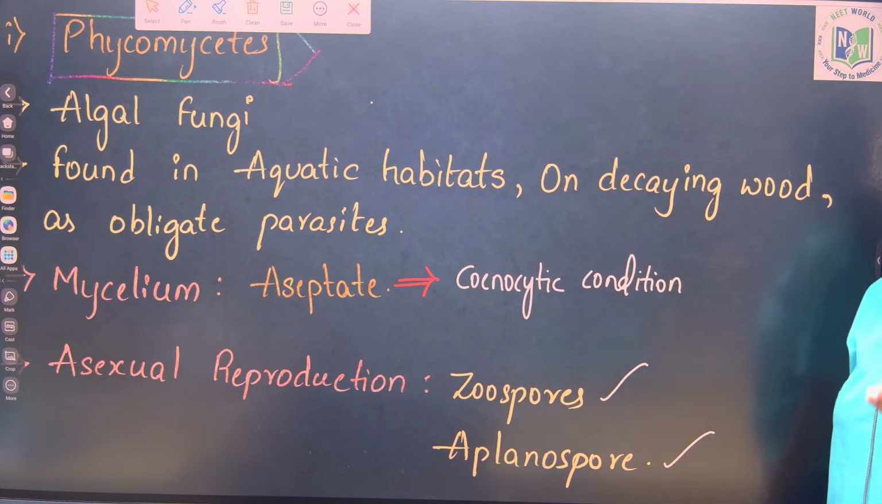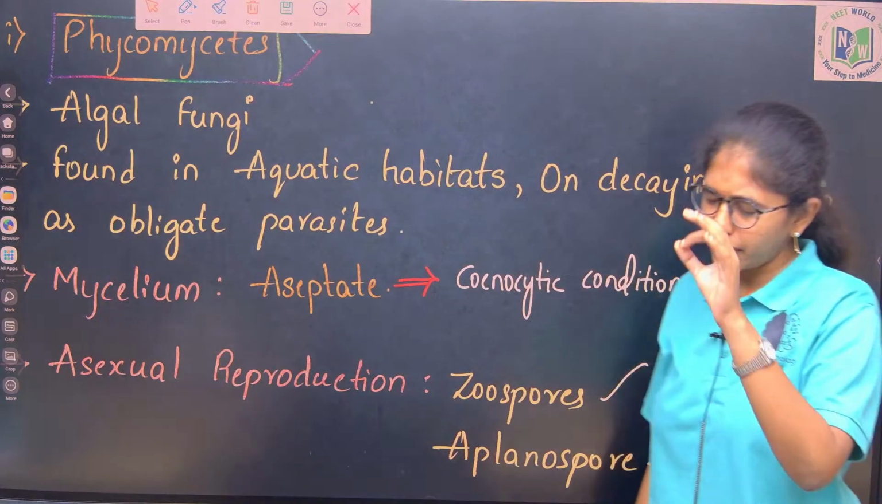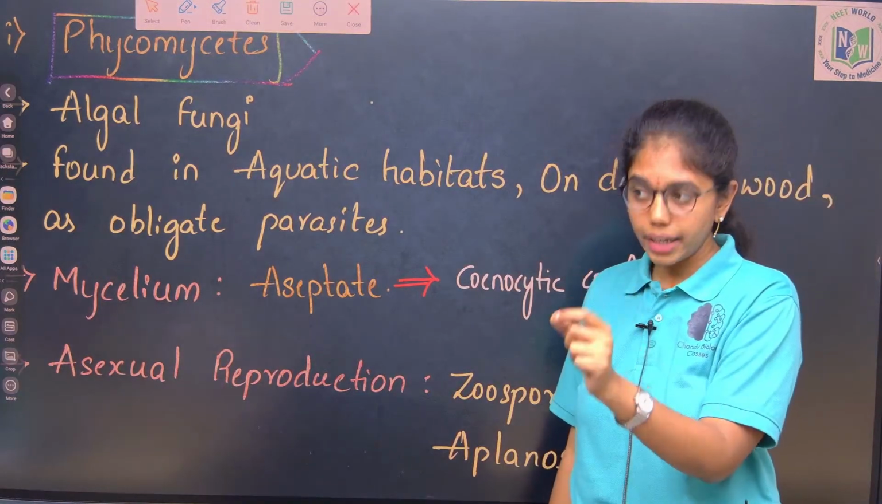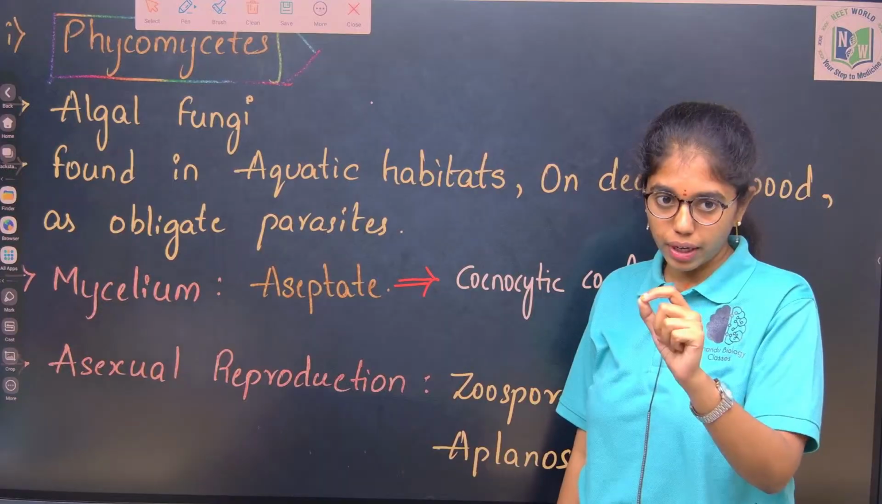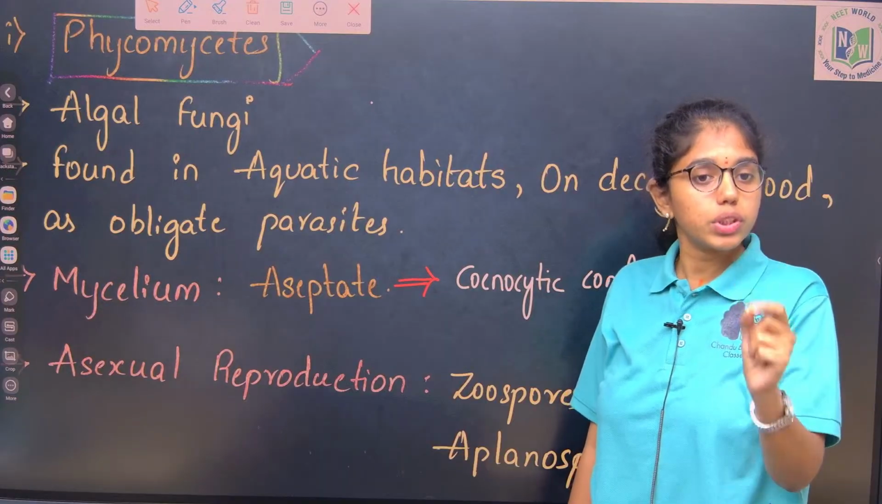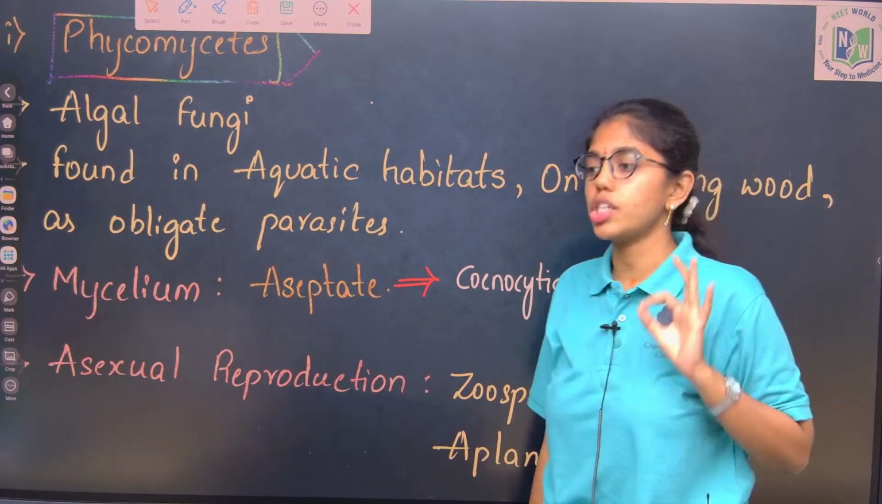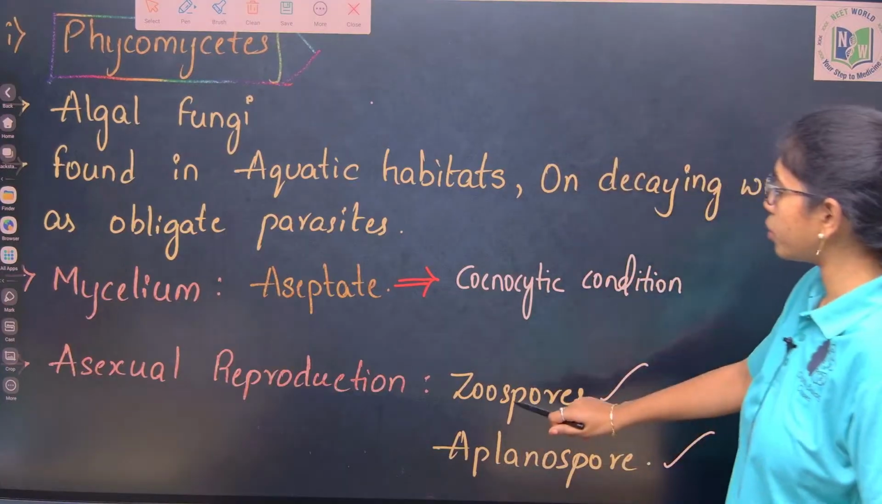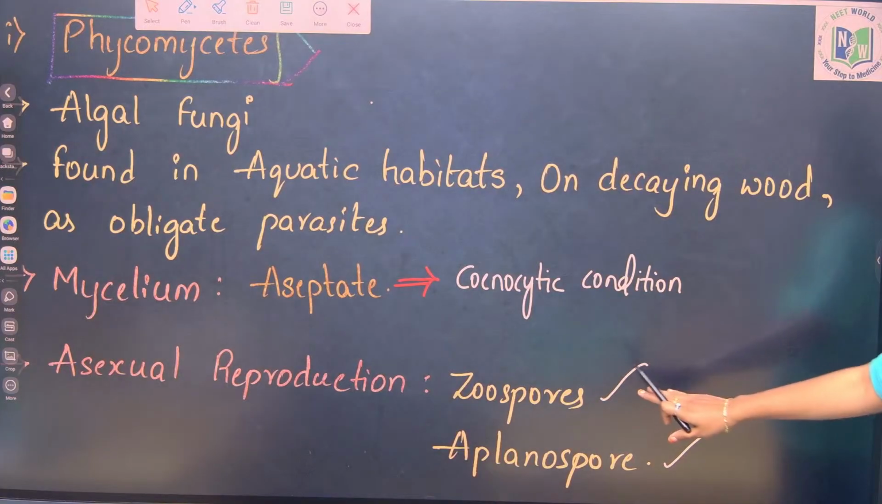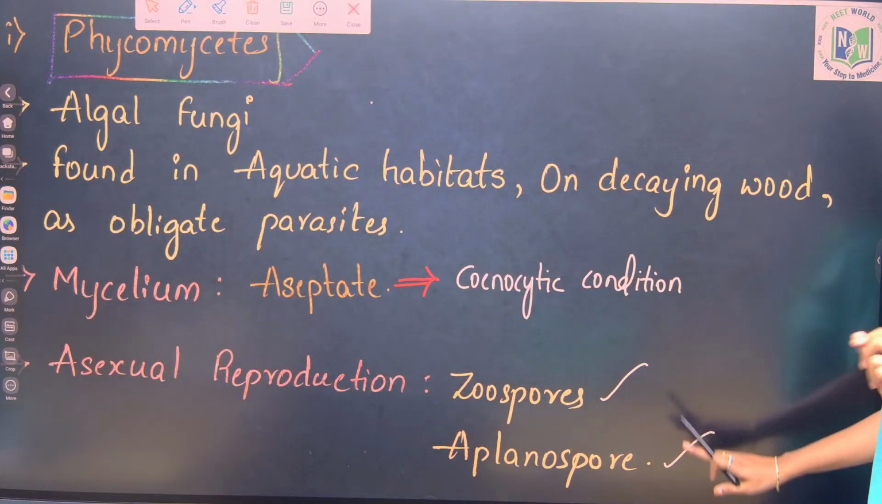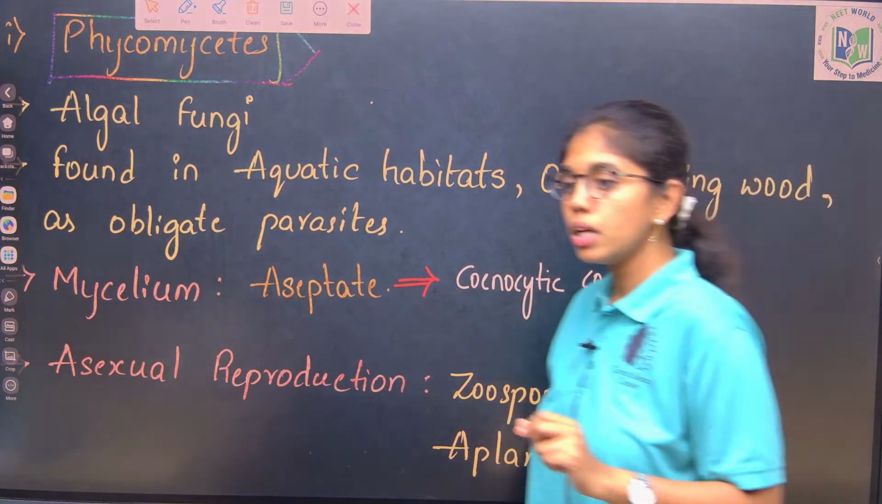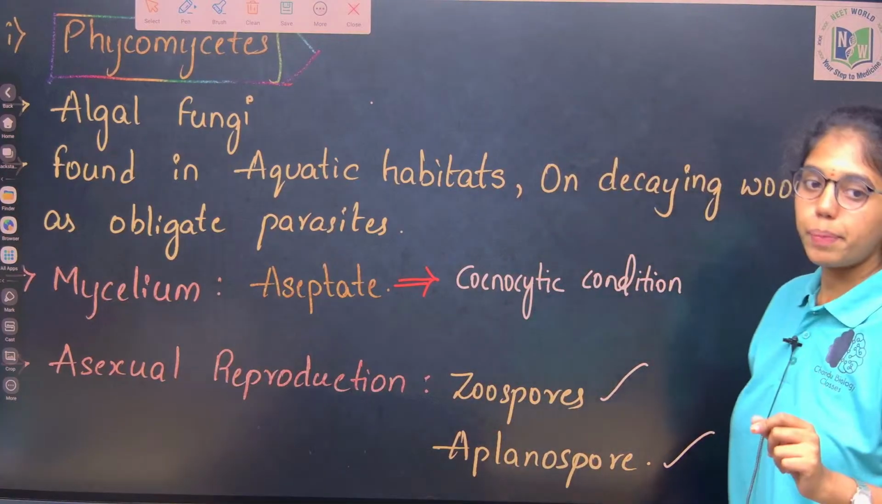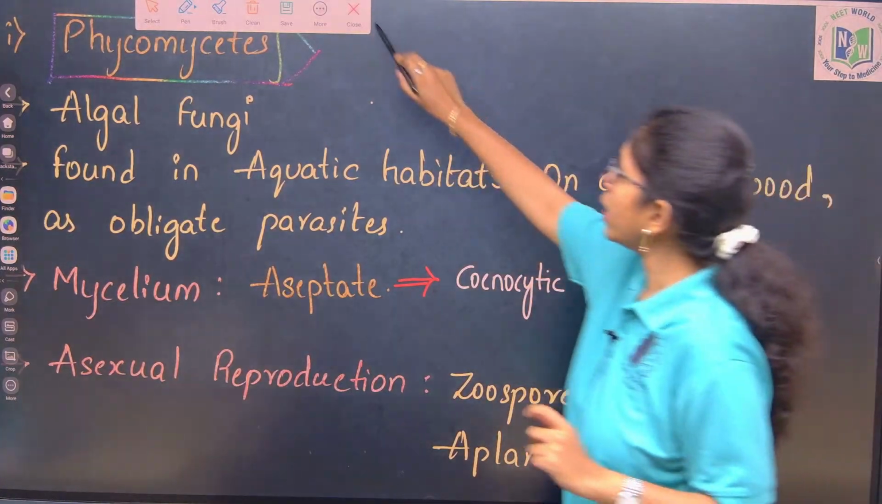Remember, asexual spores and sexual spores are very important. Every alternate year, if you are getting a question from fungi, most probably the question will be from asexual spores and sexual spores. It should be registered in your mind. Asexual spores of Phycomycetes are zoospores and aplanospores. Amongst these two, zoospore is motile, aplanospore is non-motile.